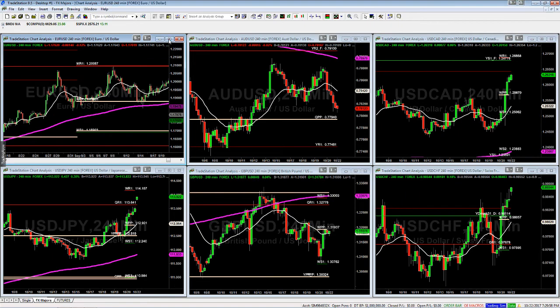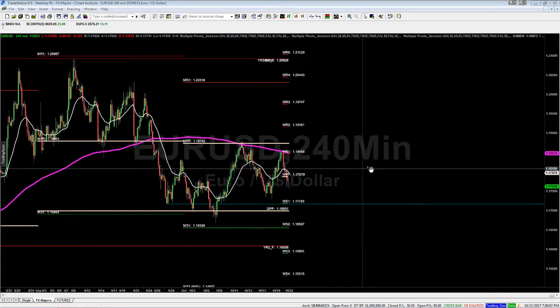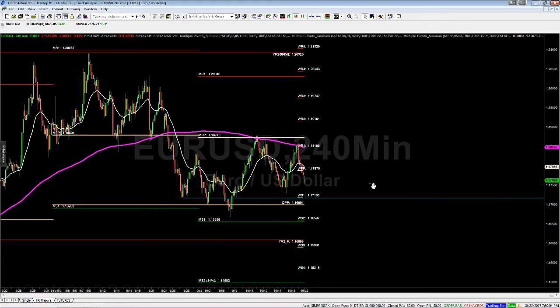Euro dollar, bring that up. The current weekly pivot for the euro dollar is above.